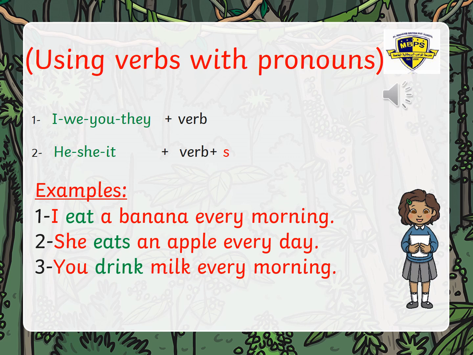Shall we do one more then? If I say you, what? You eats or eat? Yes, you eat, because they are with these pronouns. If you look at number 1 again, the pronouns I, we, you, they, we add the verb to these at the beginning. You put I, and then you add the verb to it, but there's no S. So that's how you use these pronouns with the verbs.